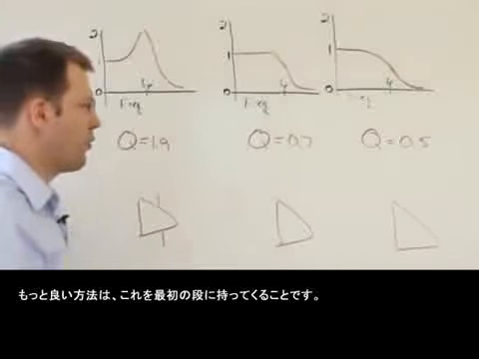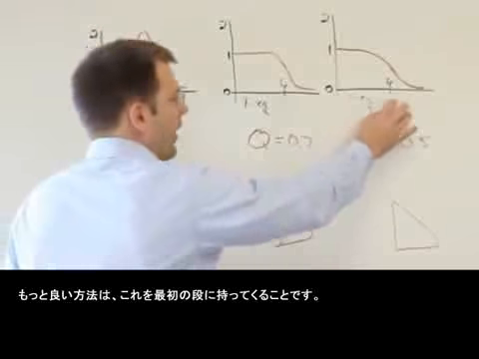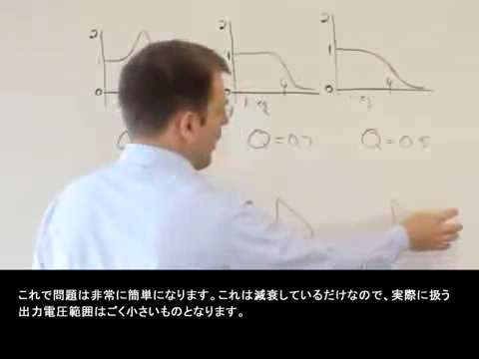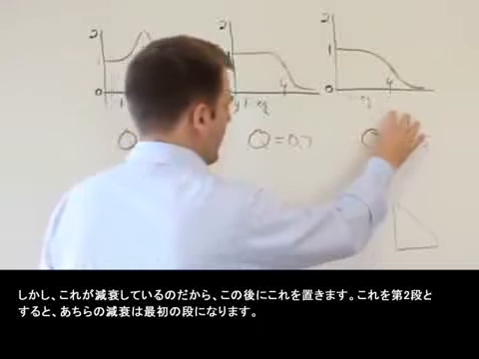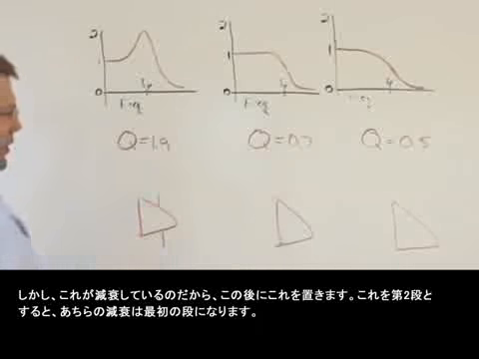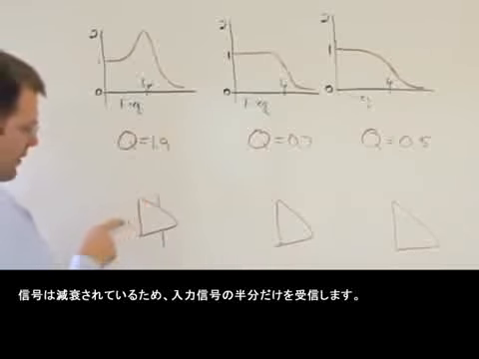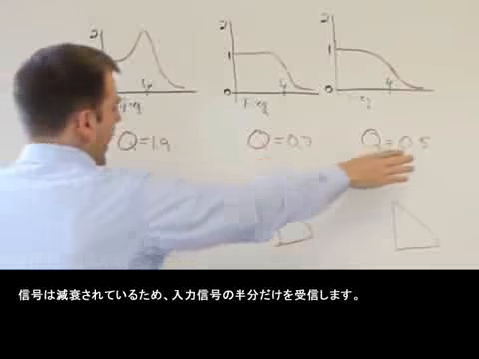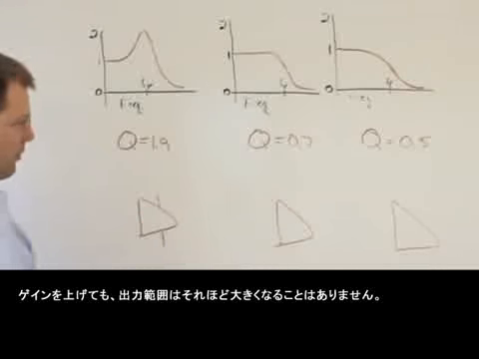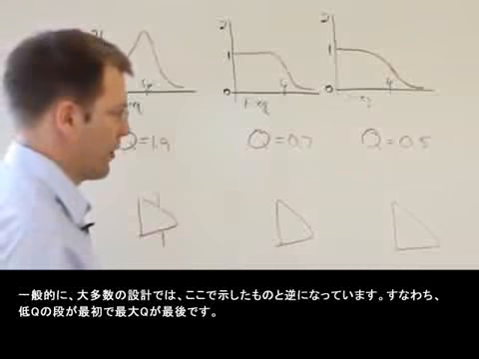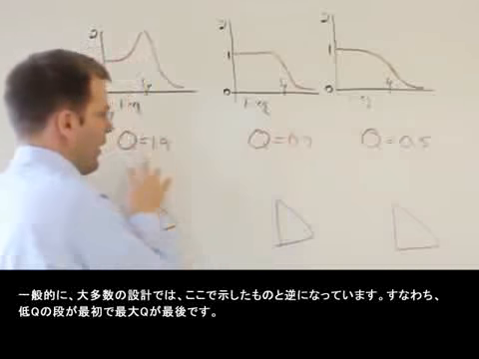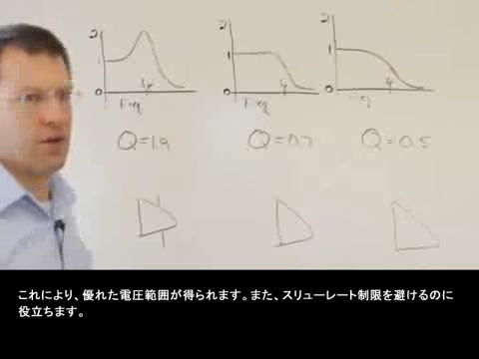A better way to do this would be to use this guy as your first stage. Not only is it easy for him, because he's just attenuating, so he can have a pretty small output voltage range, but because he attenuates, if this guy is followed by this guy, so let's say we make this our second stage and that attenuation our first stage, he's seeing an attenuated signal, not half the input signal, so even though he still gains up, his output range doesn't have to be very big. Typically on the vast majority of designs, what you'll see is the reverse order of what we've got here, where you start with the low Q stages and build up to the highest Q last.